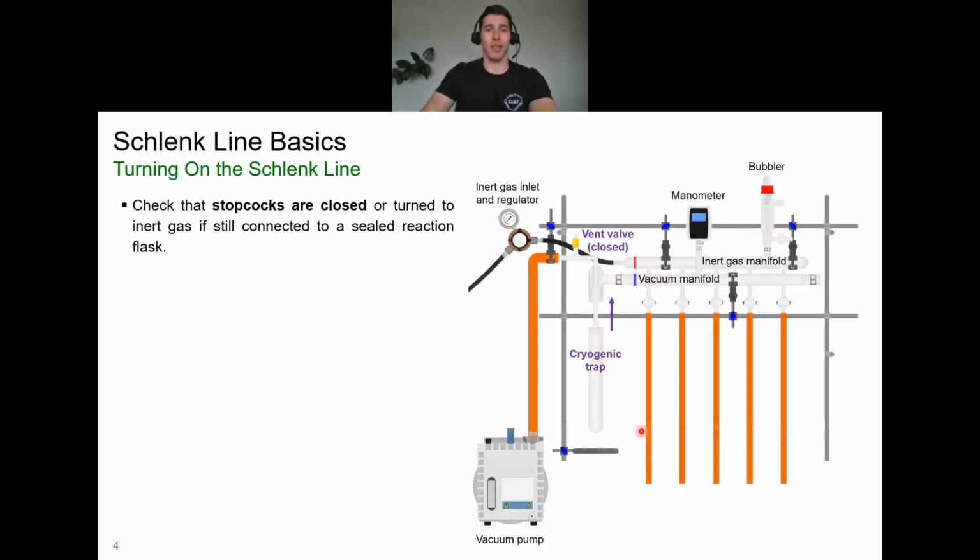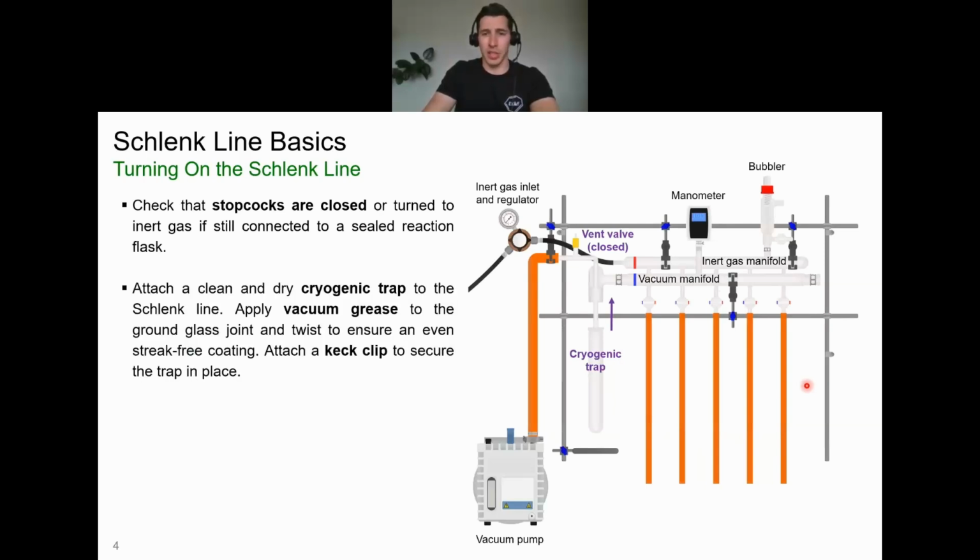Now, the first thing that we do when we have a Schlenk line is that we have to assemble it to some degree and turn it on at the start of operation. And what we first want to do is ensure that all of these stopcocks are closed. If we have something that is connected to the Schlenk line, such as the reaction that was running overnight, then it might have to be under inert gas, but that's completely fine as long as none of these are open towards the vacuum. We want to attach a clean and dry cryogenic trap to the Schlenk line.